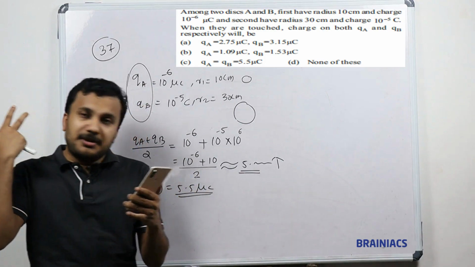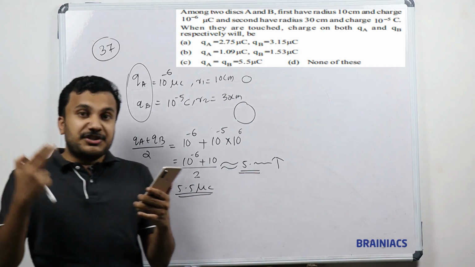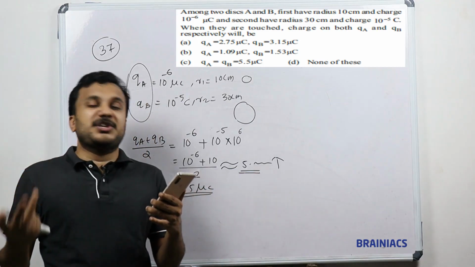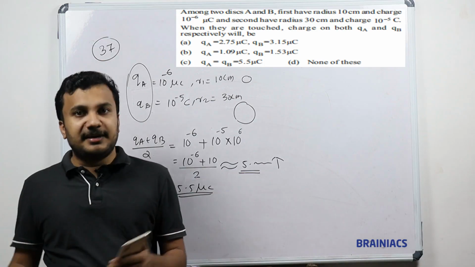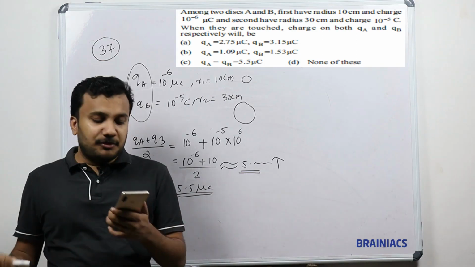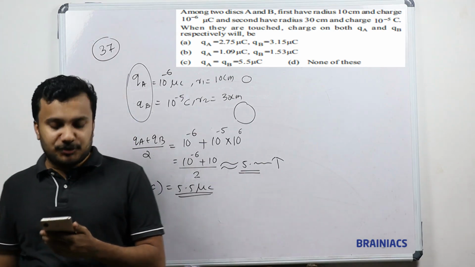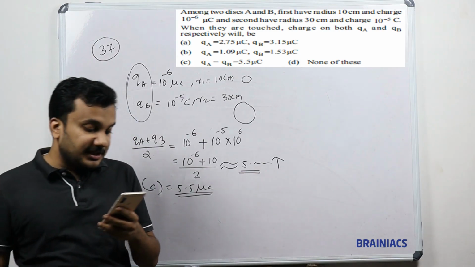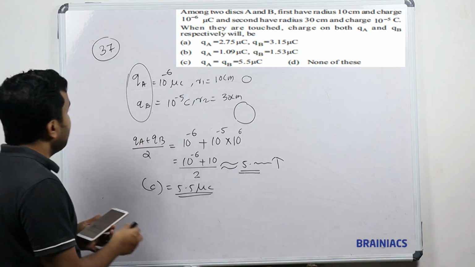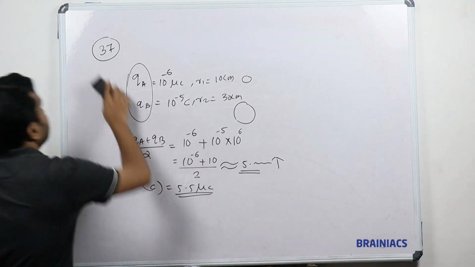So options A and B are always going out. Option C will have a chance, or option D will have a chance. So either C or D. D is none of the above, and C is 5.5 microcoulomb. So C is our answer in this case. Okay, let's move to the next question, 38.